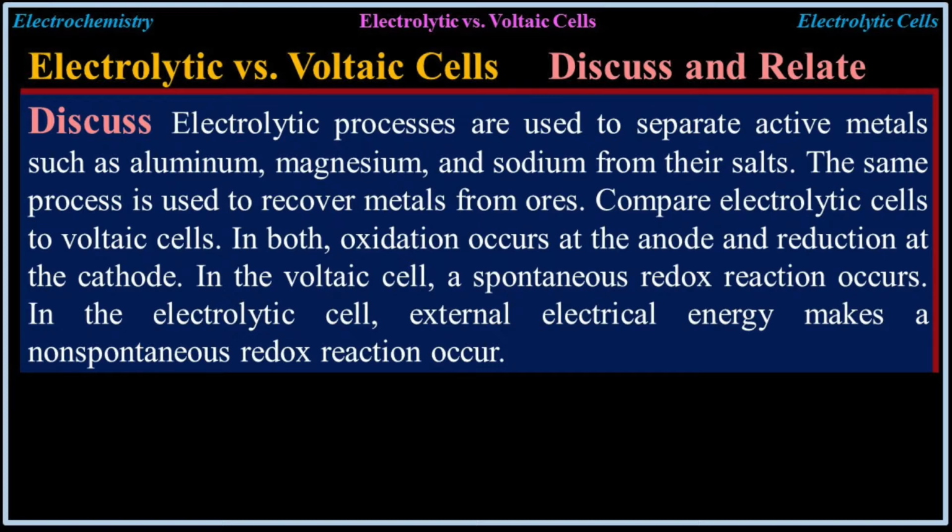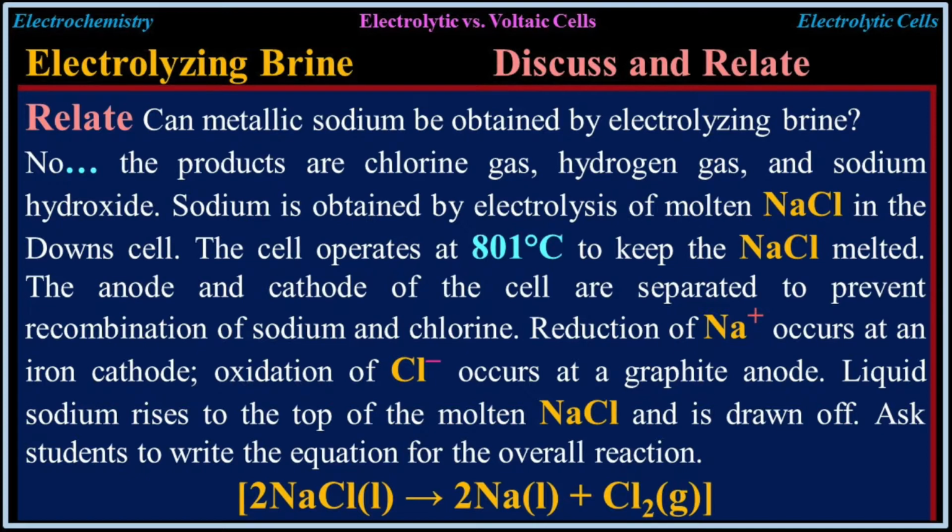All right, let's continue with our discussion and relate. Can metallic sodium be obtained by electrolyzing brine? No. The products are chlorine gas, hydrogen gas, and sodium hydroxide. Sodium is obtained by electrolysis of molten sodium chloride in the Downs cell.